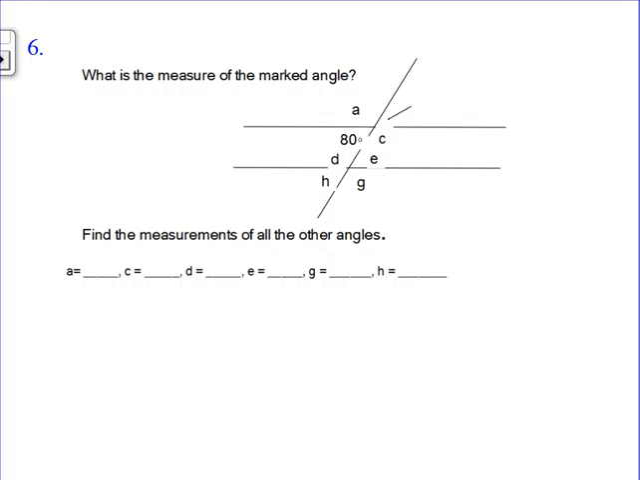Okay, we want to find the measure of all of these other angles. So given the fact that this angle is 80 degrees, try to find the measures of these other ones. And one thing that we are going to know, you can't do this unless you know this, is that these lines are parallel to one another.